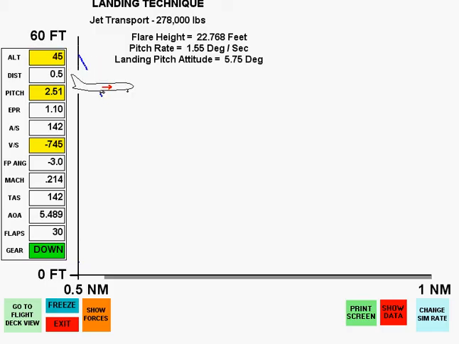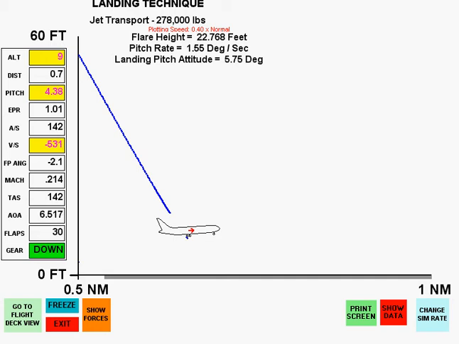We will now let the computer simulation demonstrate a perfect landing. For this jet transport, we have determined that the desired touchdown pitch attitude is 5.75 degrees.